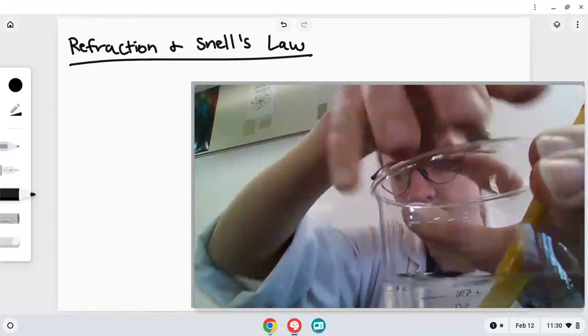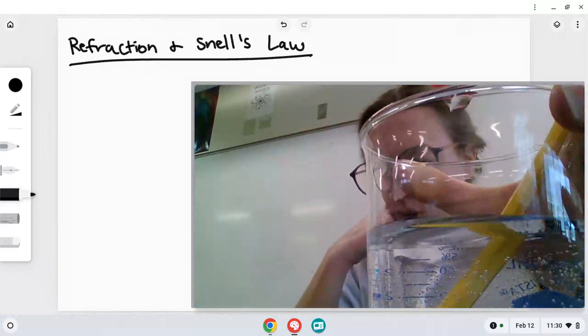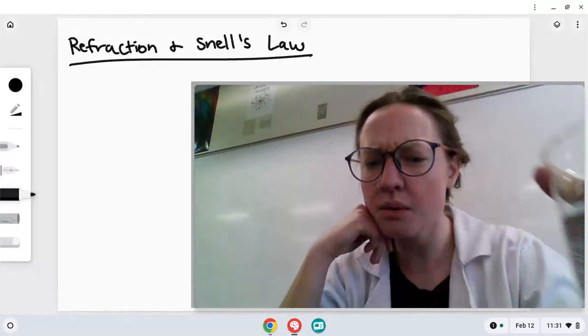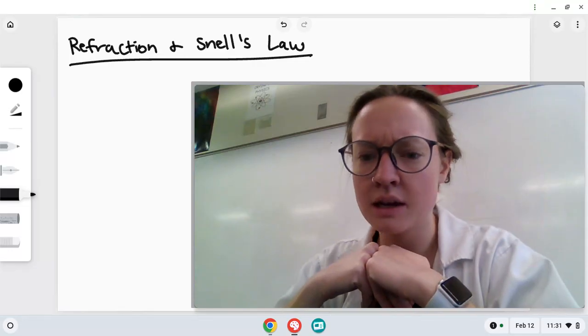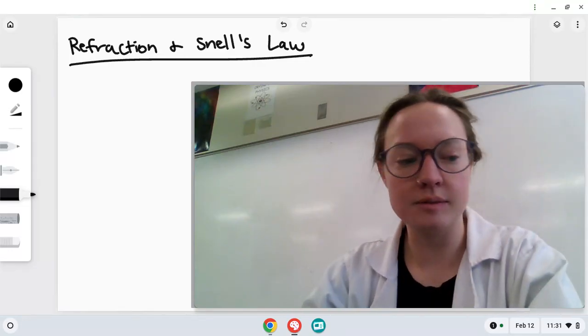Again, very hard to show at the camera, but you could do this with your own pencil and your own cup of water at home. We see that there's a lot of things going on here. This pencil is not actually where it really is in real life.